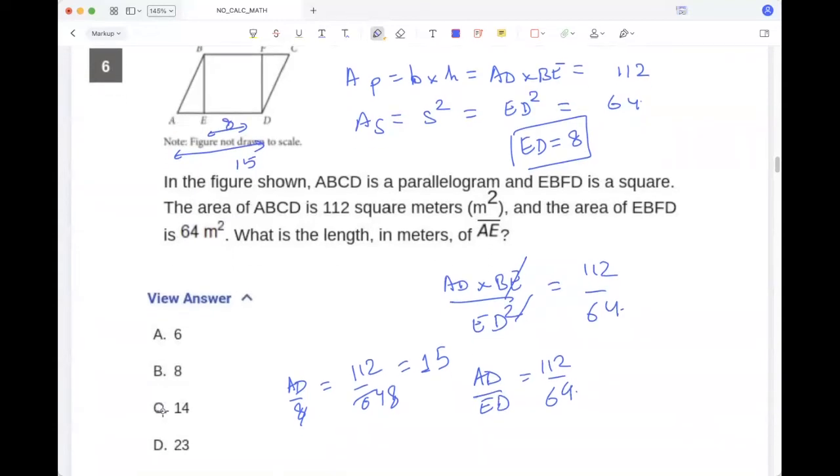Did I make a mistake? 8 ones are 8. 8 into 4 is 32, sorry, not 5. So AD is 14, and 14 minus 8 is 6.